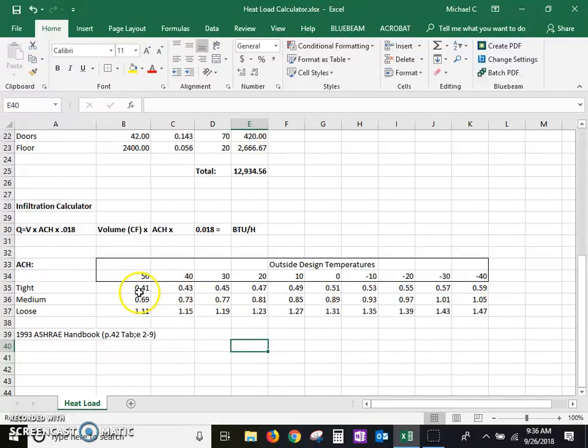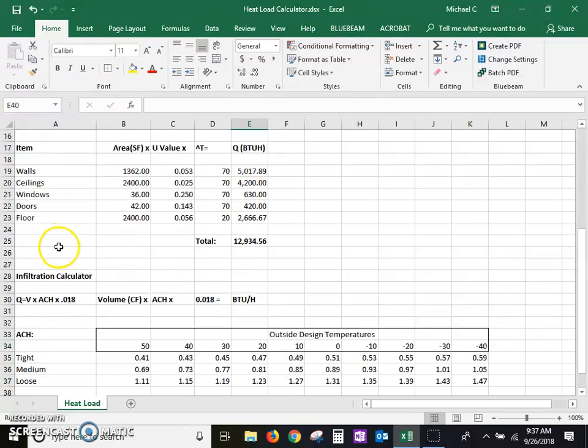So these numbers get larger, right? You start with 1.11, you go up to 1.57, right? They go up quite a bit just based on the temperature differential alone. The quality of construction, of course, has quite a bit of difference. We almost triple.